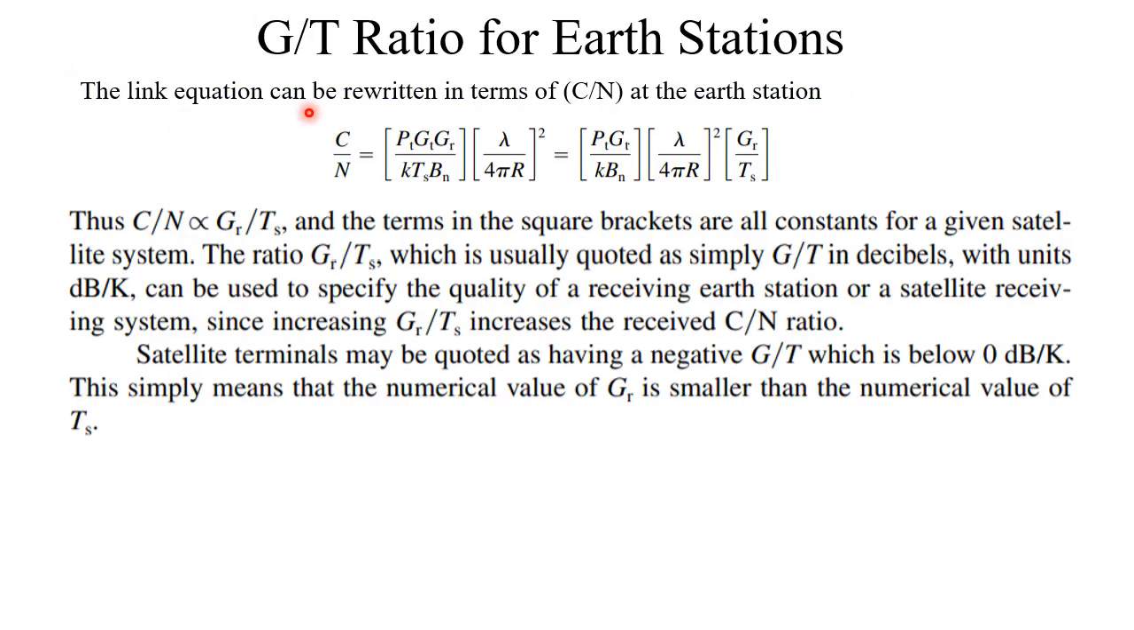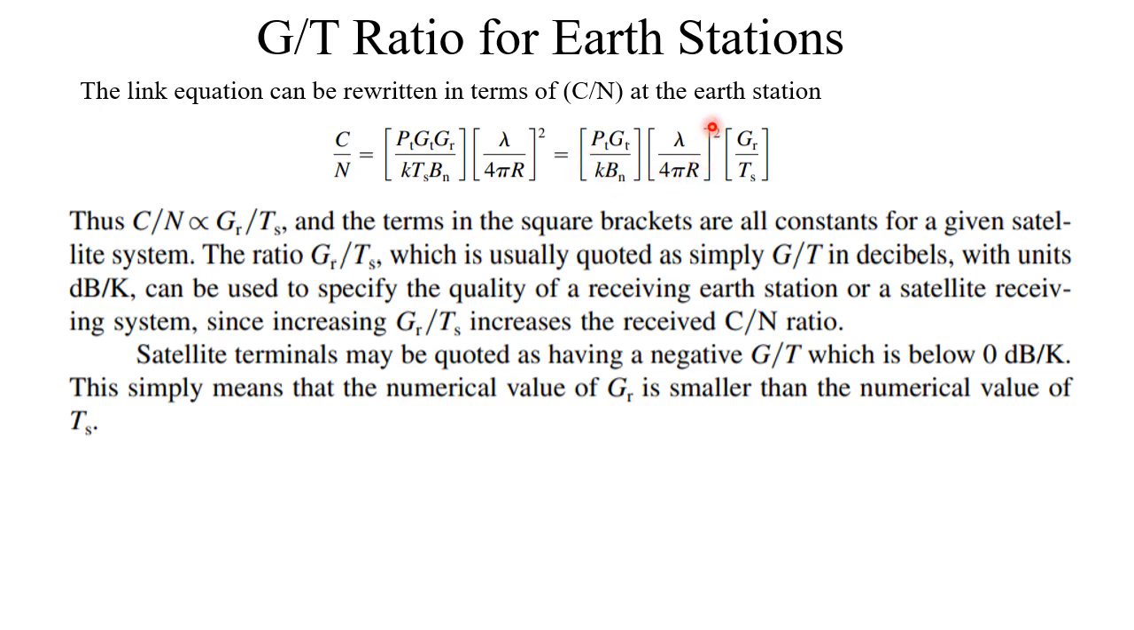The link equation can be rewritten in terms of C by N ratio at the receiving station, right? So C by N can be written as PT GT GR divided by K Ts BN into lambda by 4 pi R whole square, right? Now let us take this GR and Ts out. So PT GT by K BN, lambda by 4 pi R whole square, into GR by Ts. So GR is the gain of the receiving antenna, Ts is the system noise temperature, right?